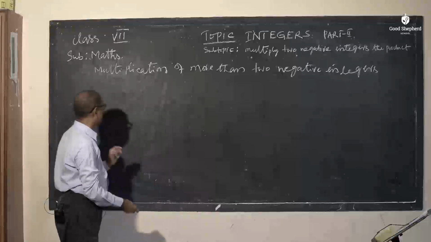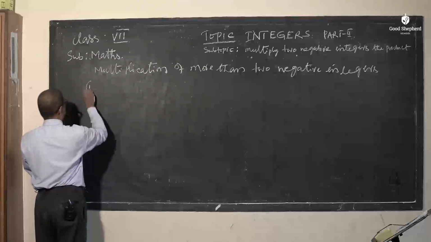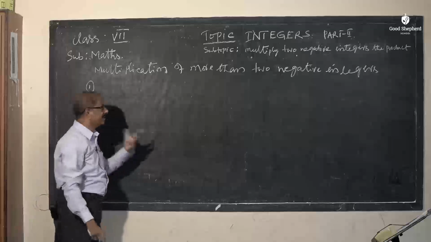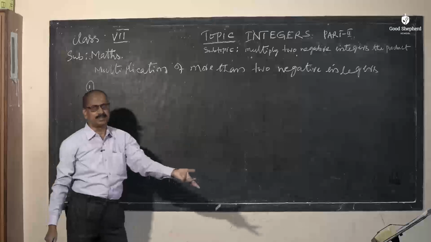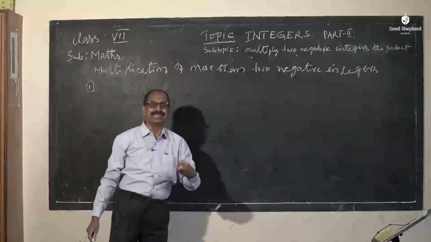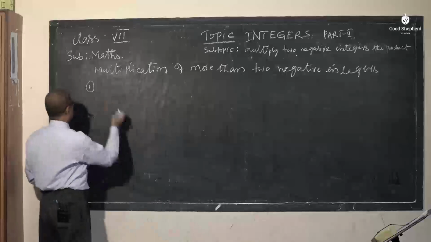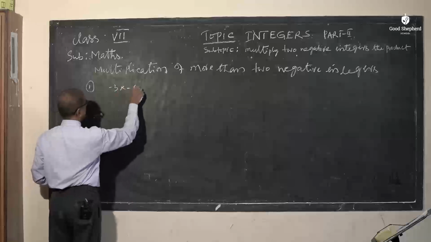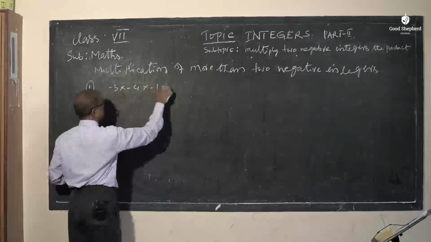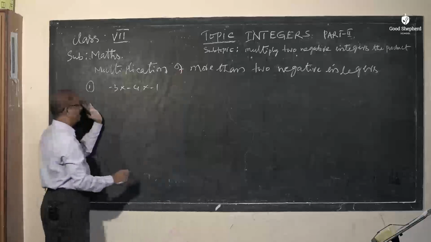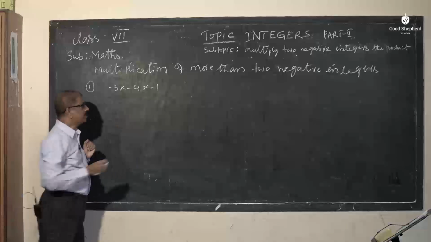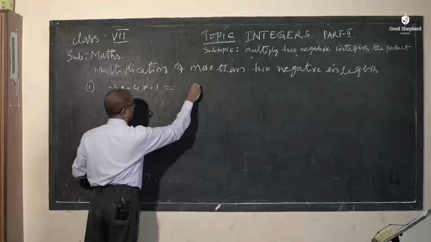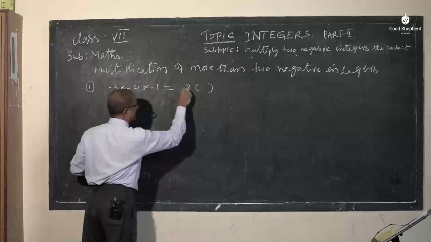So, we will do it by observation. I will give some different examples, we will try them and learn. If there are more than two negative numbers, what is the result? Now, take minus 3 into minus 4 into minus 1. We have three negative numbers. Then what is the result? What sign will we get here?